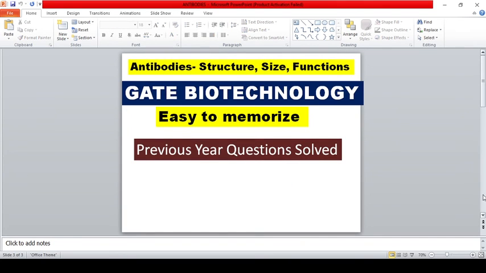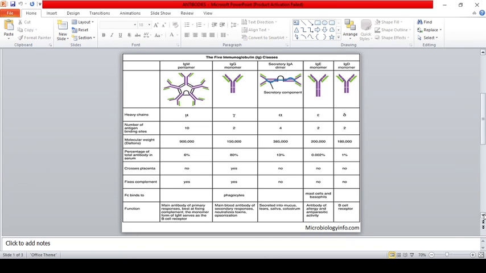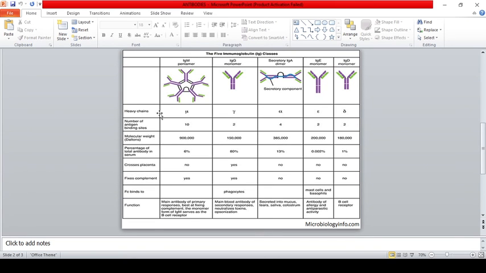So you might get a question like match the following, saying that among the following which is a pentamer, or what is the antigen binding site number of IgM, or among these which crosses the placenta, or which antibody is present in the highest amount in serum. Like that you may get questions. I prepared my video in that aspect so that it will be easy for you.